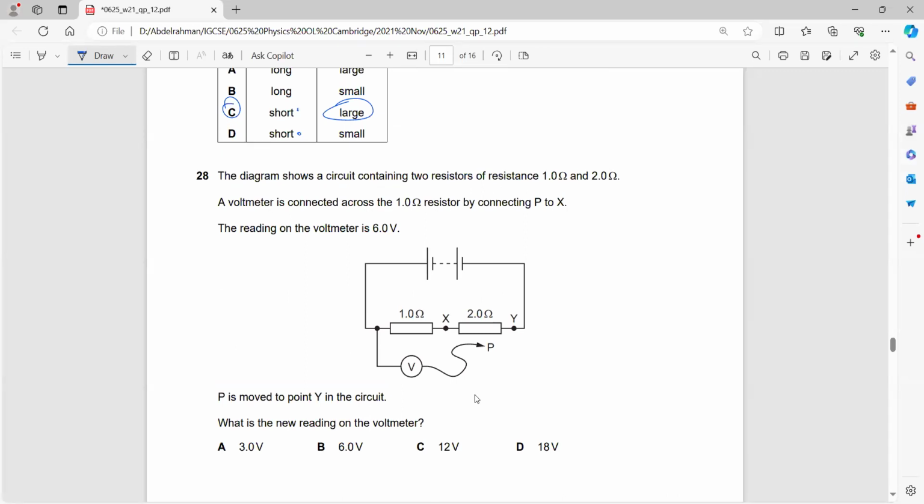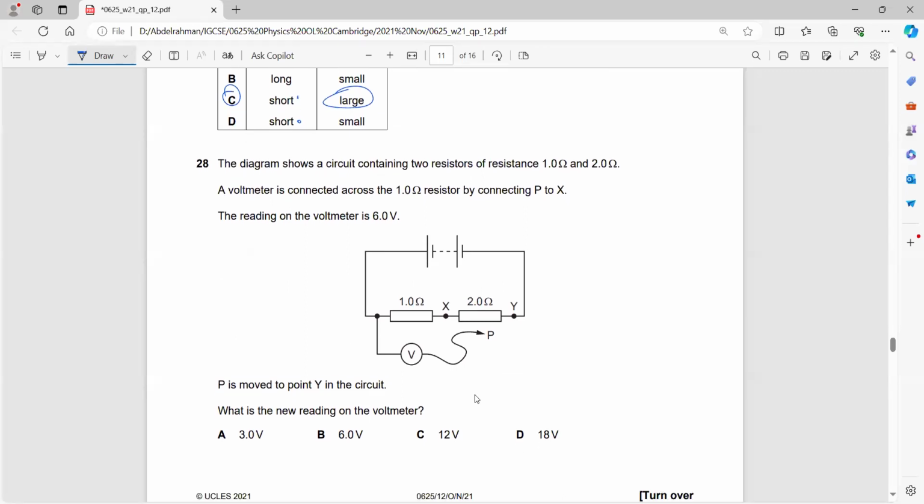This is a really interesting question. A voltmeter is connected across the 1 ohm resistor by connecting P to X. The reading on the voltmeter is now, if it is at point X, 6 volts. So the potential difference, the voltage of this 1 ohm resistor, is 6 volts. Quite easy.